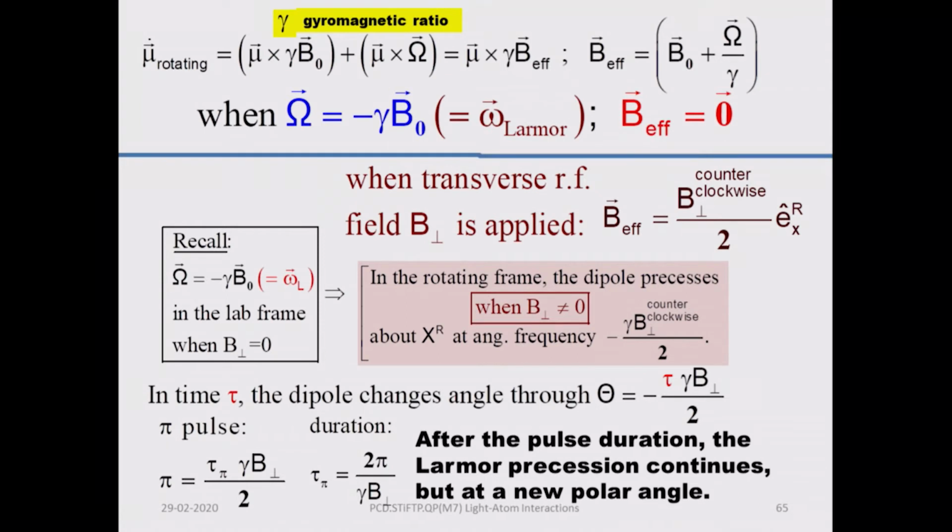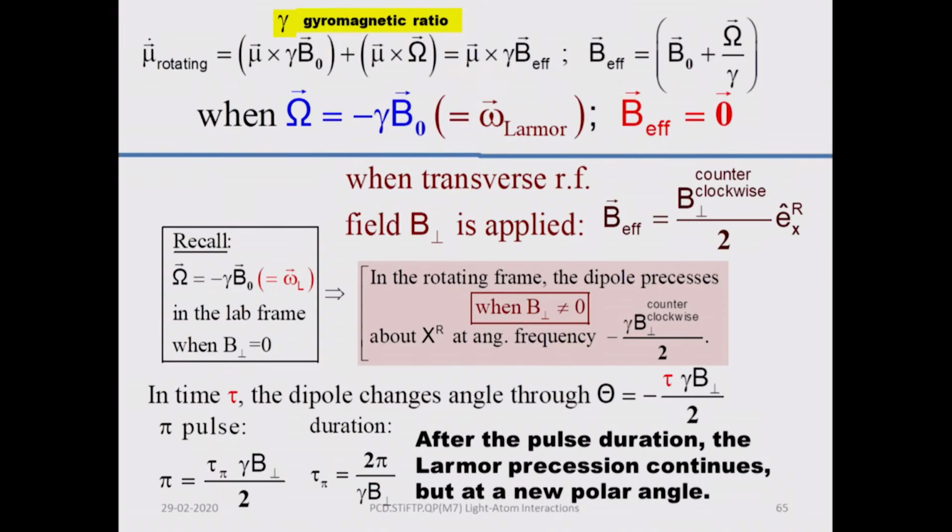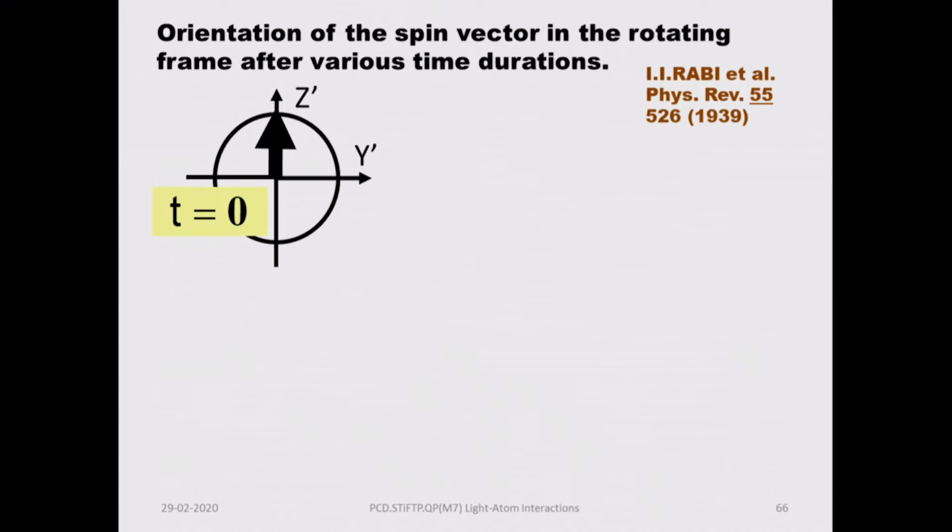okay. So, after the pulse duration, if you switch it off, the Larmor precession would continue, but the polar angle will now be different because the pulse would have tilted it. So, that is the dynamics of the magnetic moment over here, and here are different situations, depending on how much time duration you apply the pulse.